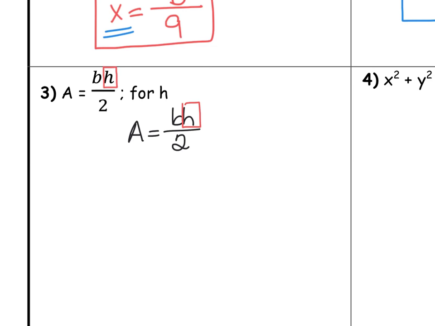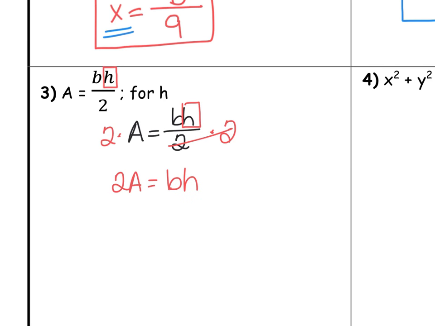So I need to get rid of this 2 on the bottom. So to undo division, I have to multiply. So I'm going to multiply both sides times 2. The left side is going to become 2a. These are going to cancel, and I get b times h.